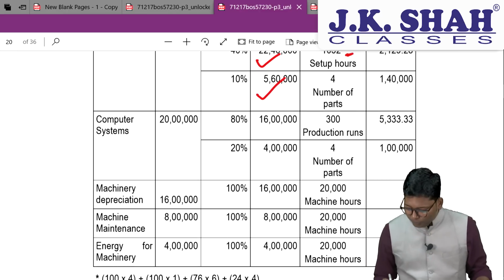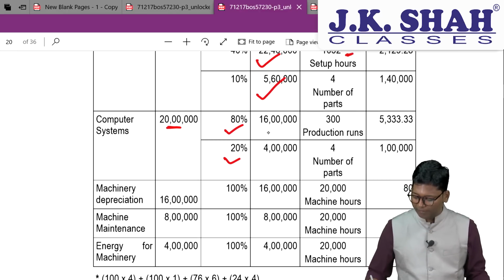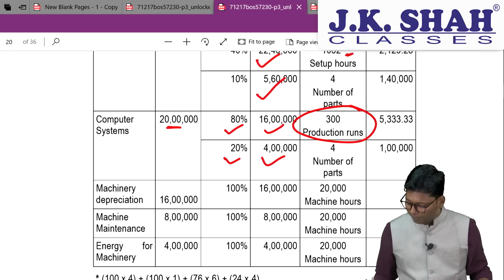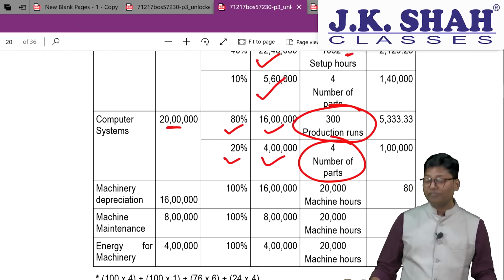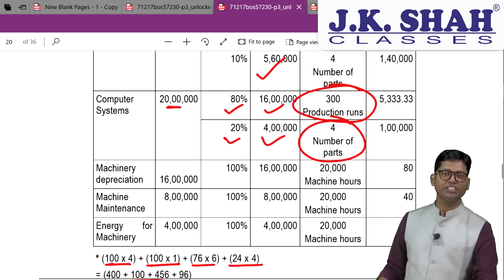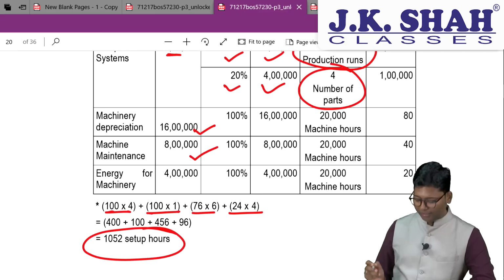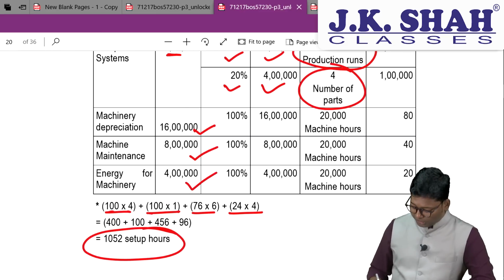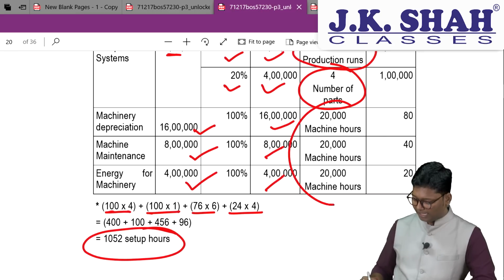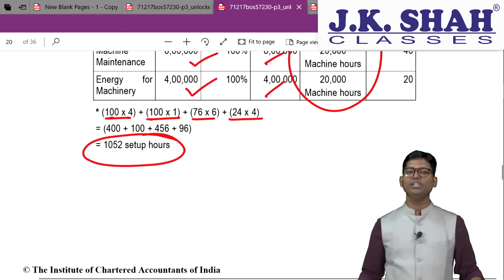If you check the computer system, they have given you a 20 lakhs figure. Out of that, 80% and 20% are bifurcated, and computer systems are divided on the basis of production runs and on the basis of number of parts. There are 4 parts you are preparing, so part wise calculation is performed. Machinery depreciation, no breakup is required. Machinery maintenance, no breakup is required. Energy for machinery, no breakup is required, and that is why the full 100% amount is taken; the entire stuff is related to machinery, so it is computed on the basis of machine hours.